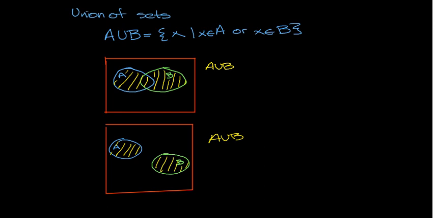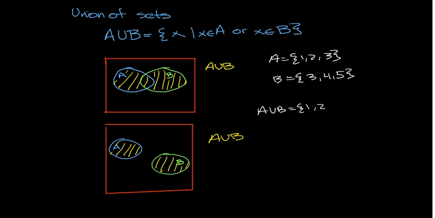Another more precise example could be, imagine that A is the set of 1, 2, 3 and B is the set of 3, 4, 5. Then the union, A union B, is going to be 1, 2, 3, 4, 5. So we're going to take all the elements that are either in A or in B.